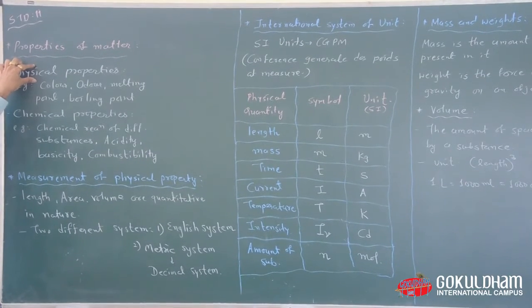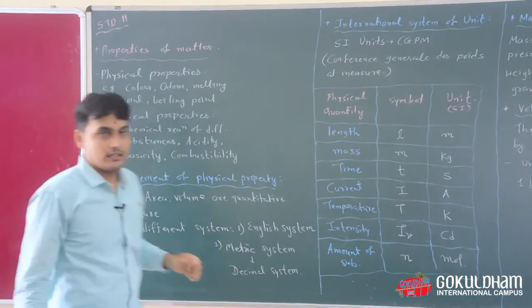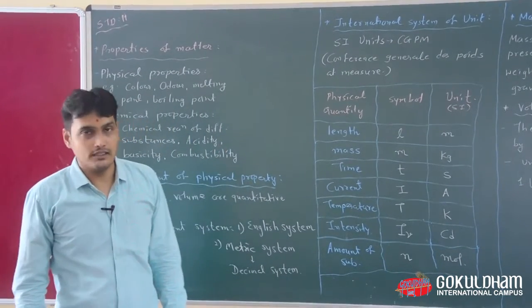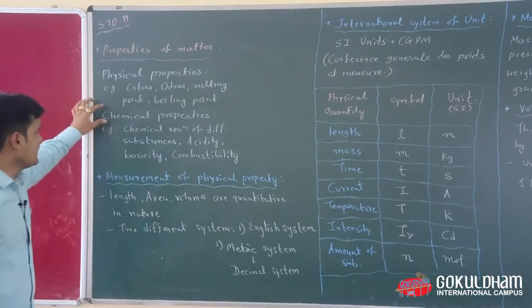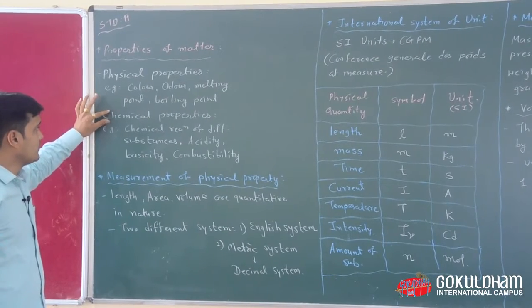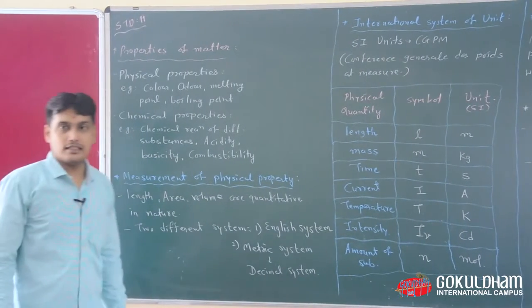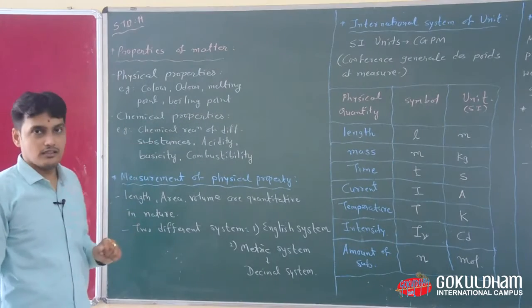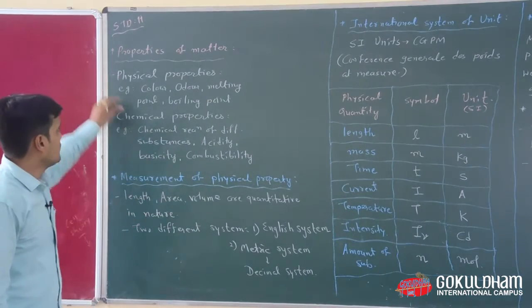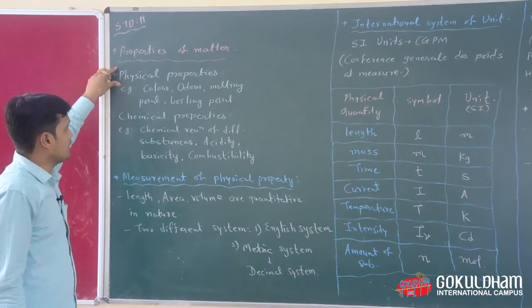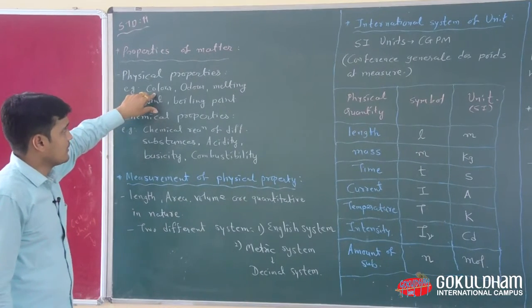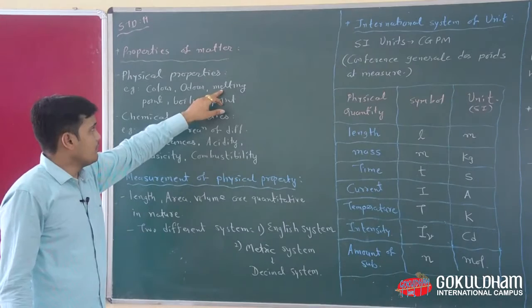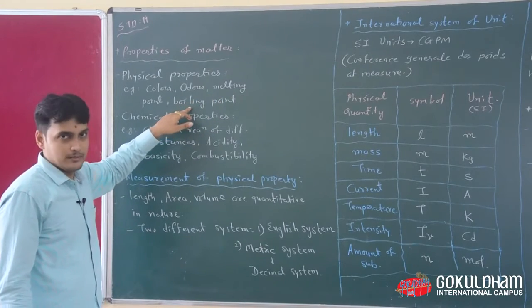In physical properties, you do not require any chemical reaction to occur, but in chemical properties you have to apply a chemical reaction, and after the chemical reaction these chemical properties will occur. Examples of physical properties are color, odor, which means smell, melting point, and boiling point.